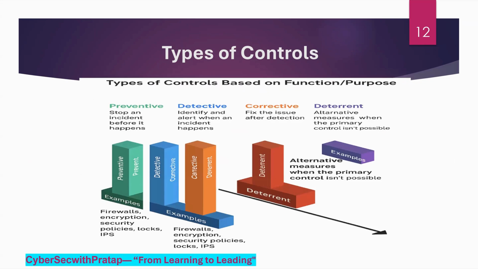Here we have seen that preventive controls stop an incident before it happens. Detective controls identify and alert when an incident happens. Corrective controls fix the issues after detection. Deterrence means alternative measures when the primary controls are not possible. And preventive is just when we install the firewalls, encryption, security policies, and all, right?